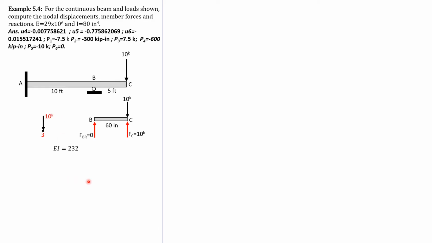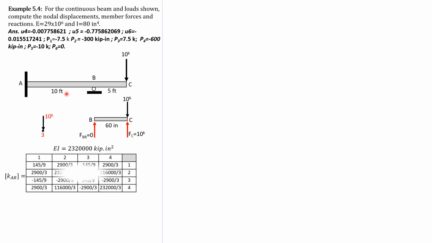So EI is 29 times 10 to the 3rd, or 29,000 ksi, times 80 inches to the 4th. That will give us 2,320,000 kip-inch squared. So for the stiffness of AB, it is 12 times 2,320,000 divided by 120 cubed. So it will give us 149 over 9. The second entry is 6 times EI, 2,320,000 divided by 120 squared. So 2,900 over 3. Then this is the negative of 149 over 9. This is the same, 2,900 over 3. Same, 2,900 over 3. This is 4 times 2,320,000 divided by L, which is 120, so 232,000 over 3. Then the negative of 2,900 over 3, half of 232,000 is 116,000 over 3.